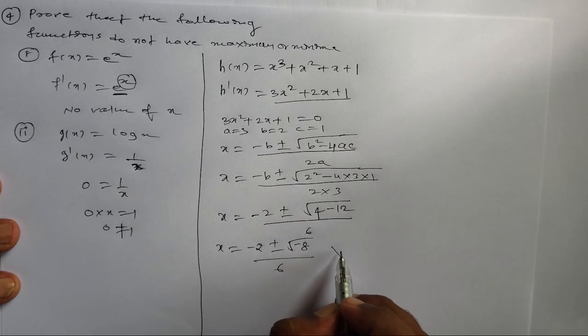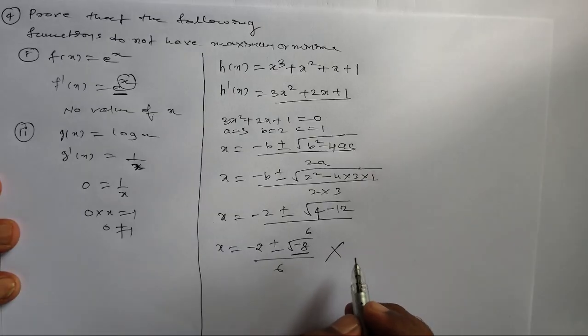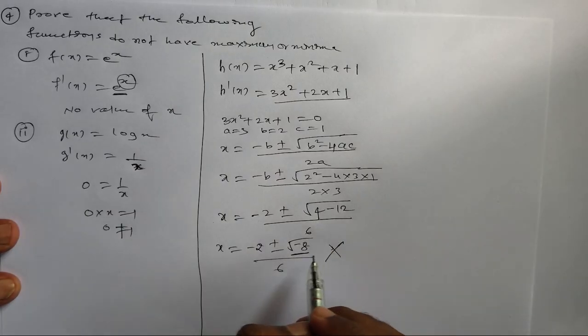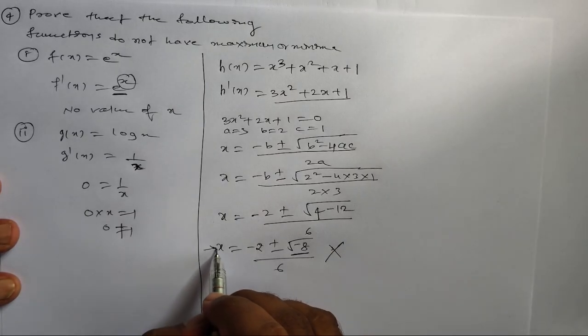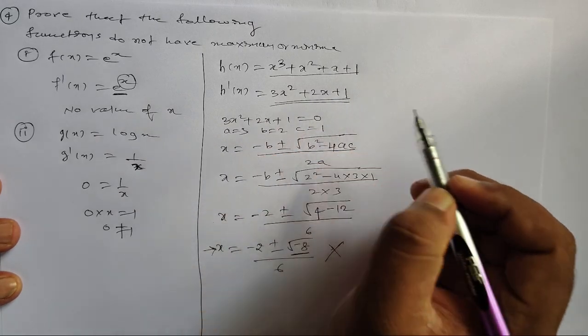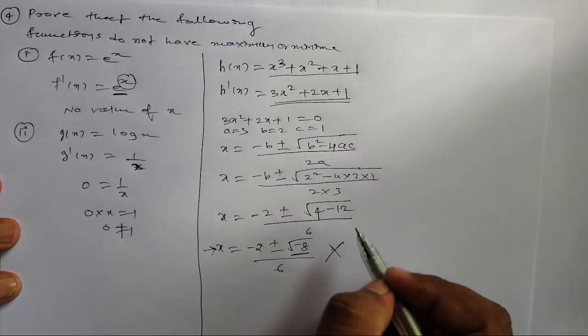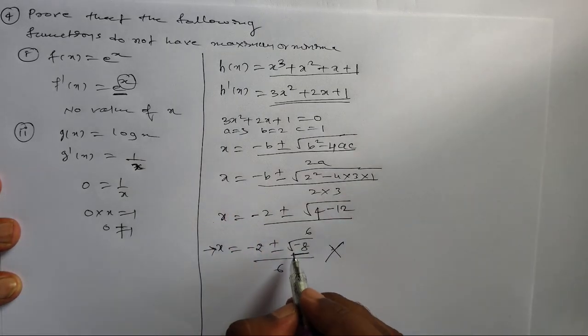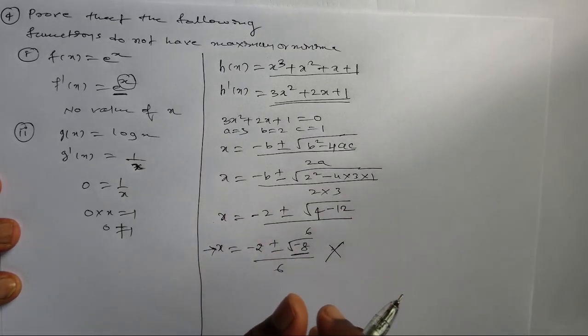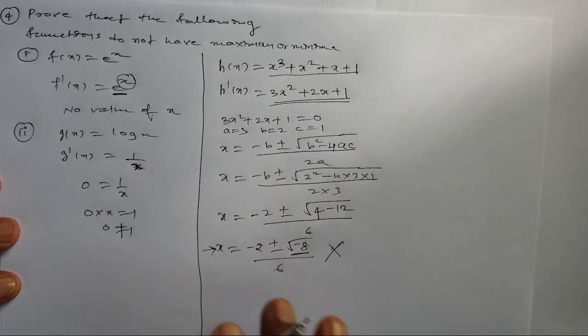This is not a real root. Root of minus 8 becomes what? These are complex roots. This is a real valued function, so the roots do not exist in real numbers, they exist in complex numbers. Hence this function has no maximum value and minimum value. The roots should be real for a maximum value or minimum value to exist, but here it is a complex number. Root minus 8 means what? It is a complex number. It does not have any maximum value and minimum value.